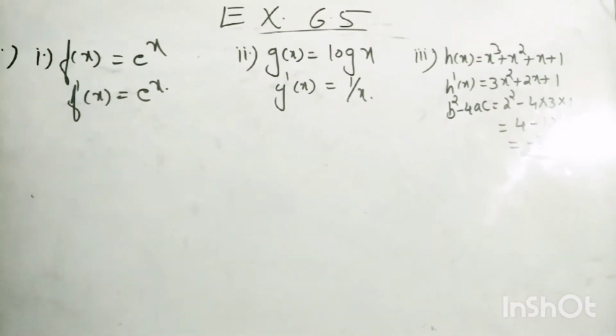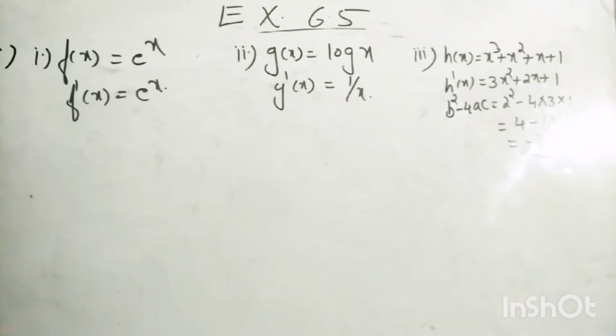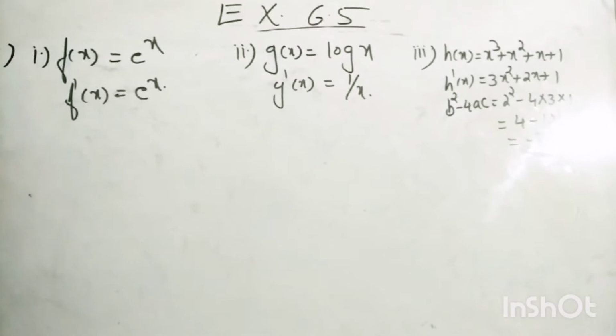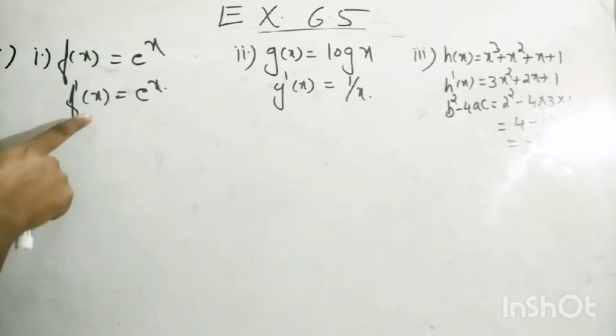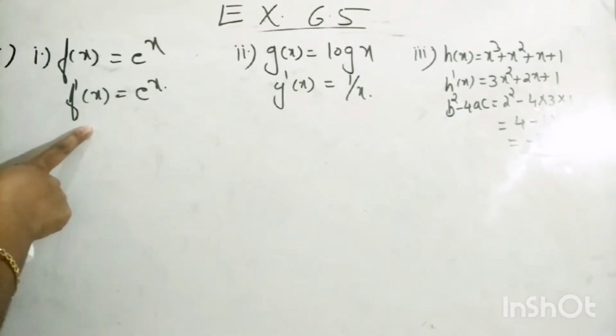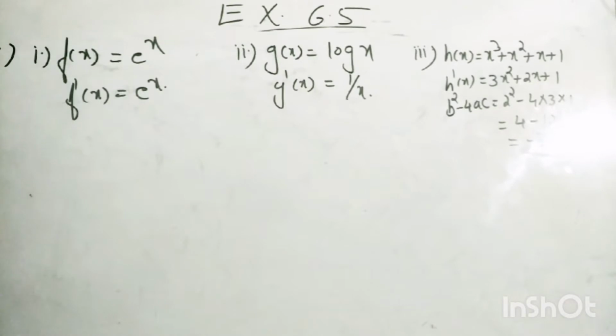Today we are going to continue exercise 6.5, fourth question. Prove that the following functions do not have maxima or minima. Okay, the first function is f of x is equal to e raised to x, and we know that the derivative of e raised to x is e raised to x itself.